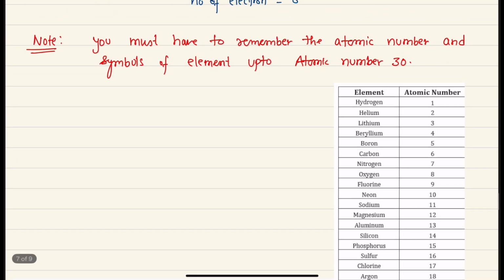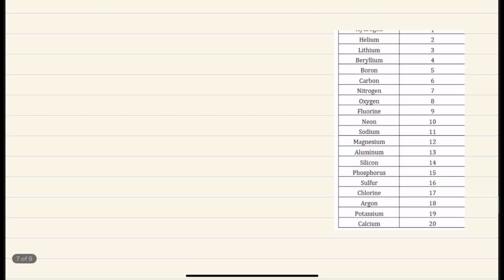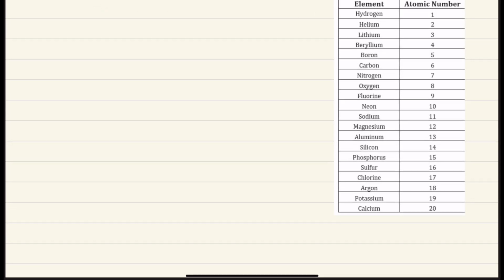Very important. Now we will talk about mass number. See, what is called mass number? Mass number we denote by the symbol A.